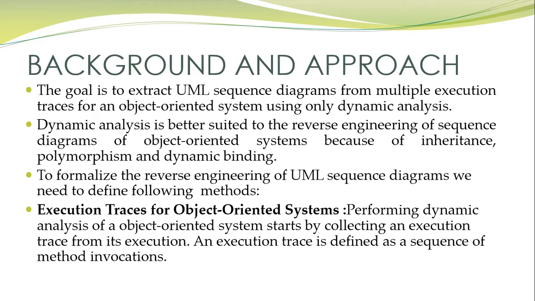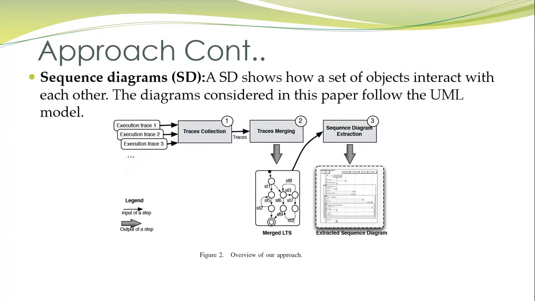Execution traces for object-oriented systems. Performing dynamic analysis of an object-oriented system starts by collecting an execution trace from its execution. An execution trace is defined as a sequence of method invocations. Now this slide is regarding approach continuation. Sequence diagram. A sequence diagram shows how a set of objects interact with each other. The diagram is considered in the following.